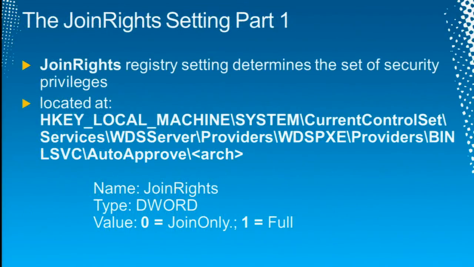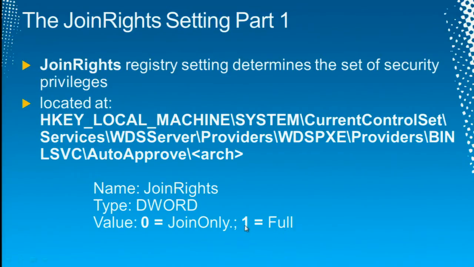You have to set the join rights, and there's 2 steps to this. Notice where I am. We're in the registry here. We're going to go all the way down to HKEY_LOCAL_MACHINE, System, CurrentControlSet, Services, WDSServer, Providers, WDSPXE, Providers, BINLSVC, AutoApprove, and then with the architecture, you have to do it for 32 and for 64, so you'd see an x86 and an x64. And the name of this key is going to be JoinRights. It should already exist. It's a DWORD. And the value of 0 is set to join only, and 1 is full.